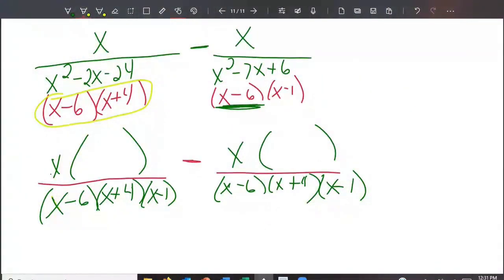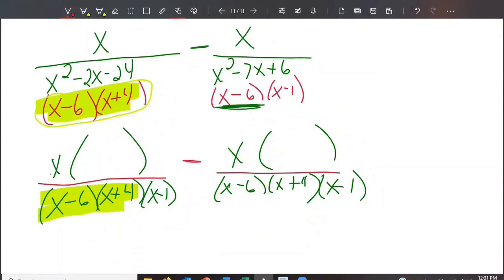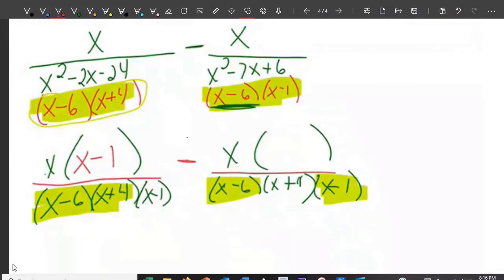All right, here comes my highlighter. These are the originals. What's not original is the x minus 1, so it's got to go up top. The x minus 6 and the x minus 1 are the original. So the x plus 4 is not highlighted, so we put the x plus 4 in the top.